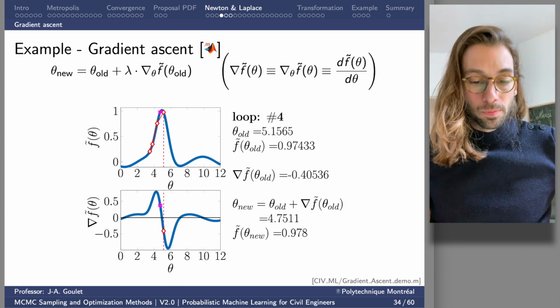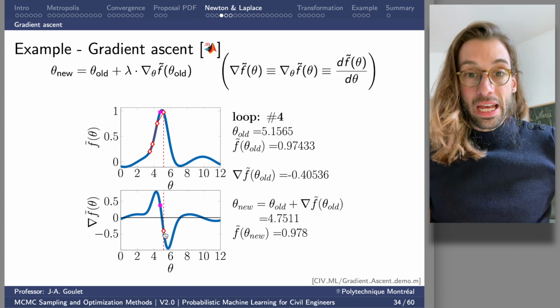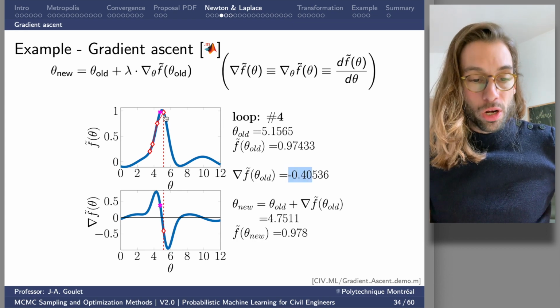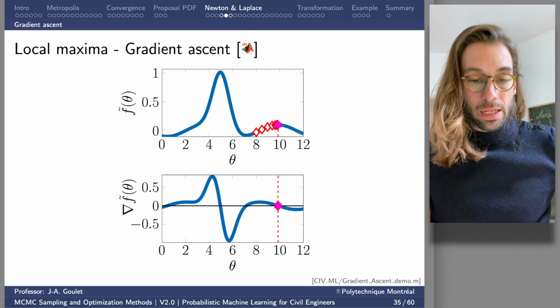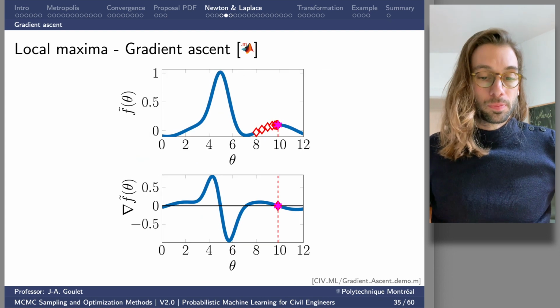Perfect. Now I'm here, and see now my gradient is negative. So I'm going from 5.15, I'm going to subtract 0.40, I'm going to get a little closer to my max, okay? And I'm going to oscillate like this until I reach the maximum.